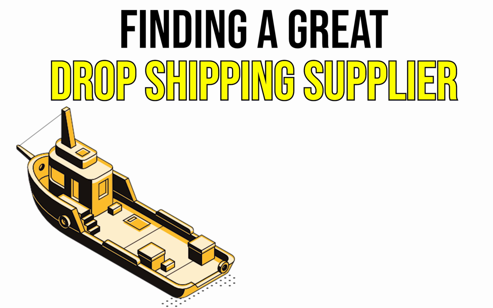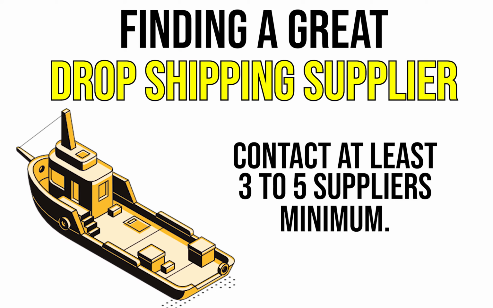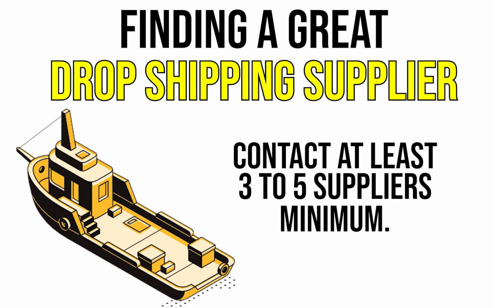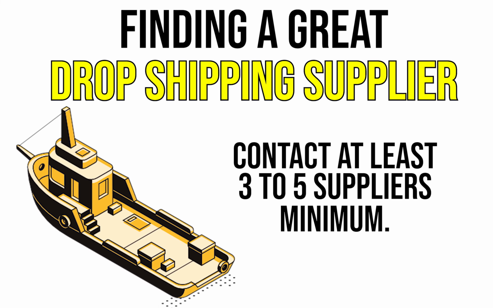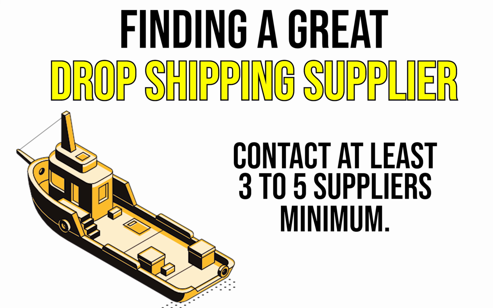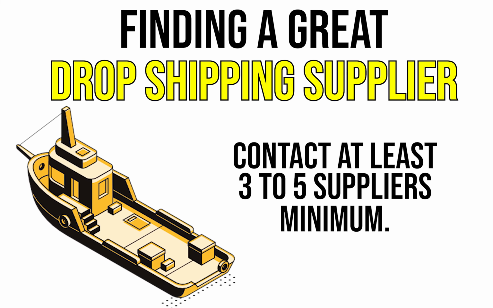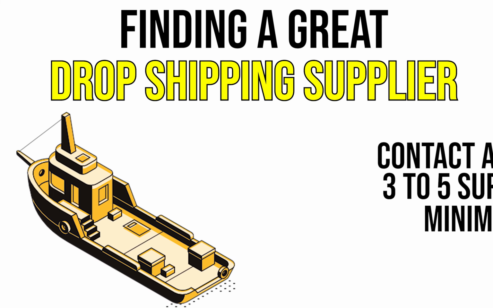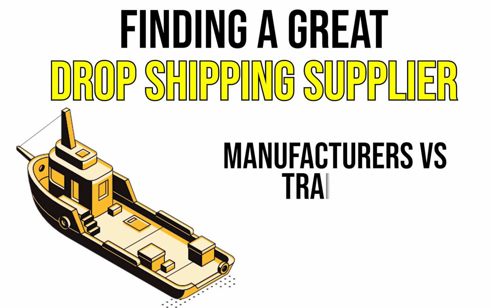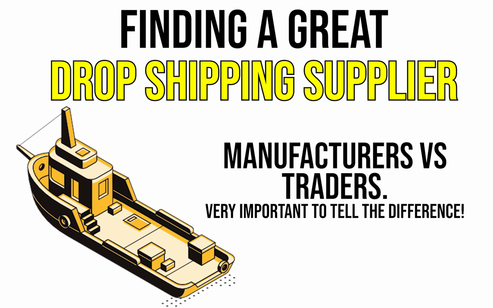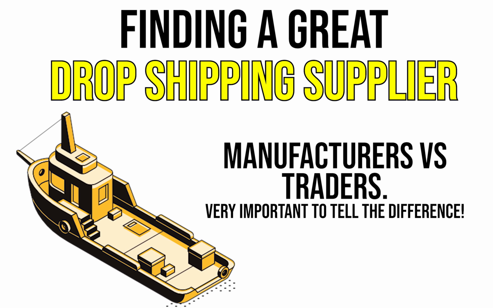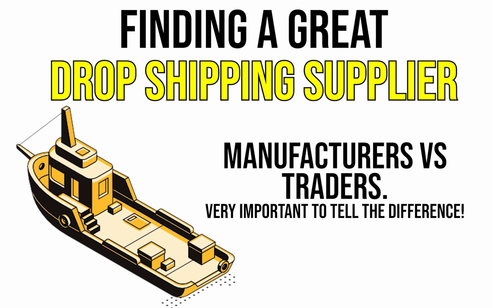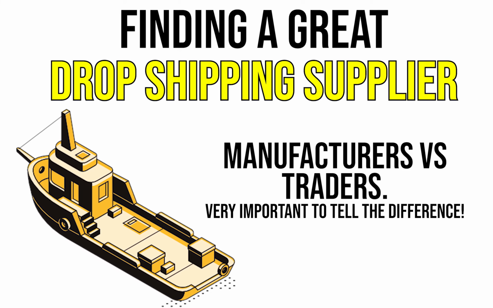And we also want to contact at least 3 to 5 suppliers at a minimum, because if we only contact one, then we don't have any reference point in terms of prices. We don't have any negotiating power because we don't know what the accurate prices are for a particular product, and if we're getting ripped off or if we're getting a fair deal. And also, I'm going to talk about the difference between manufacturers and traders. It's very, very important to understand the difference. Nobody really goes into this, and trust me, it's actually going to give you a big plus to be able to contact a manufacturer instead of a trader.